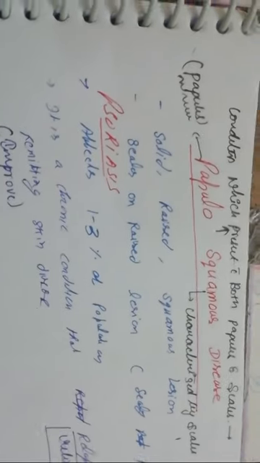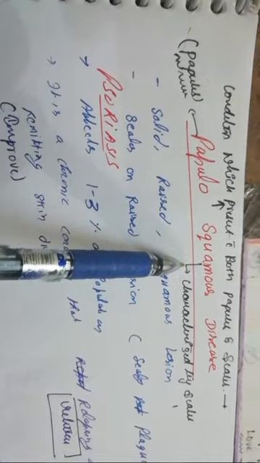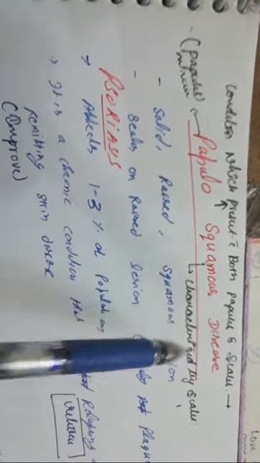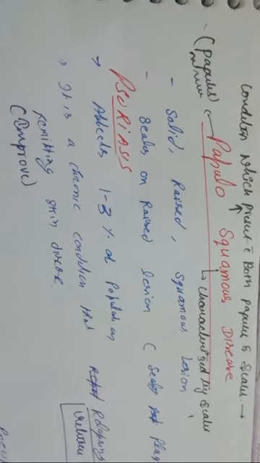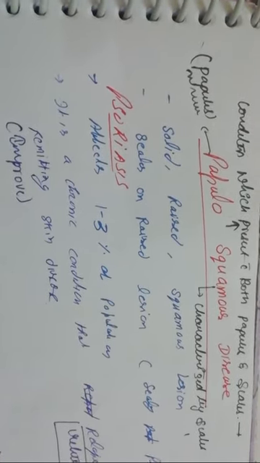So what do you mean by papular? Papular is nothing but papules. And what do you mean by squamous? Squamous is nothing but lesions characterized by scales. So we have a disease that is characterized by scales, and we have papules.